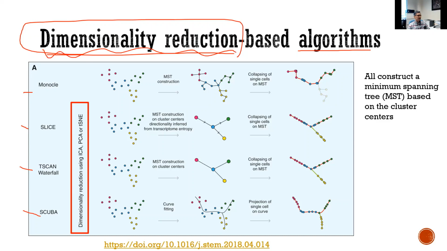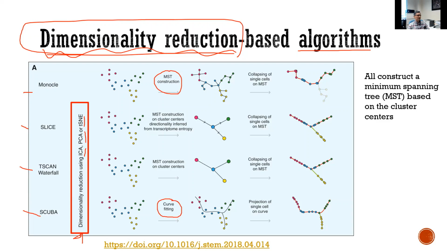The first step is to use one of the dimension reduction algorithms like ICA, PCA, or tSNE to visualize cell populations. Then those algorithms use different ways to find the paths. One is called MST. Okay, and then you can also use curve fitting.